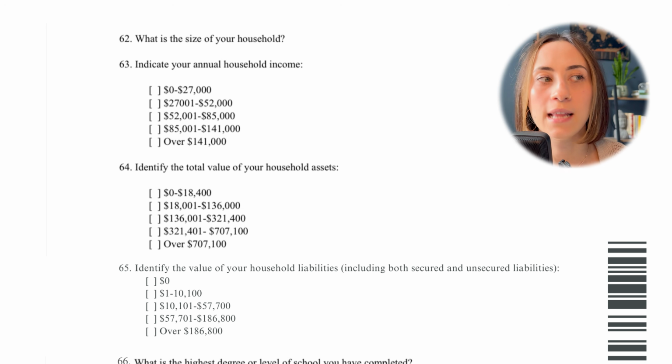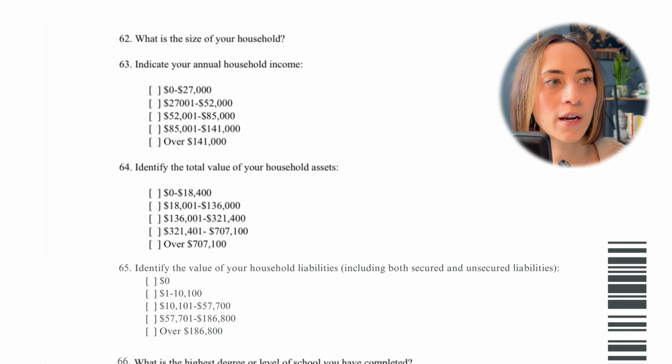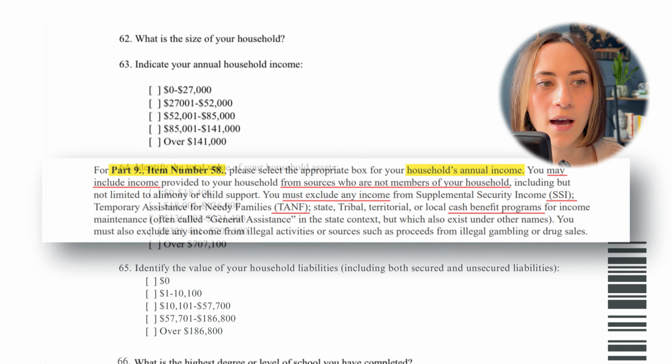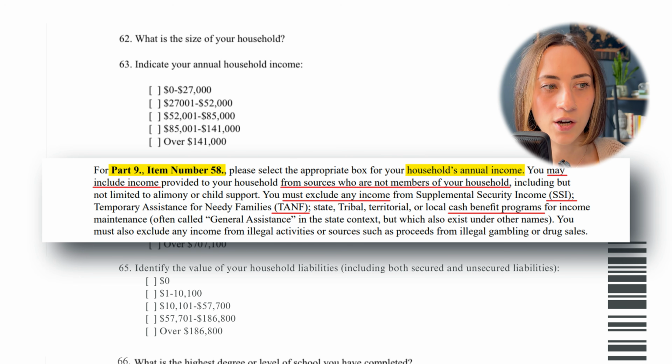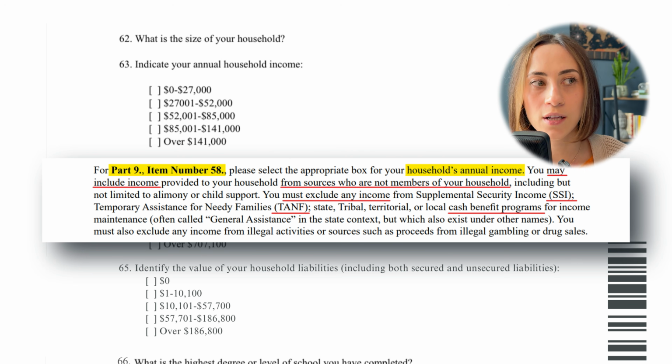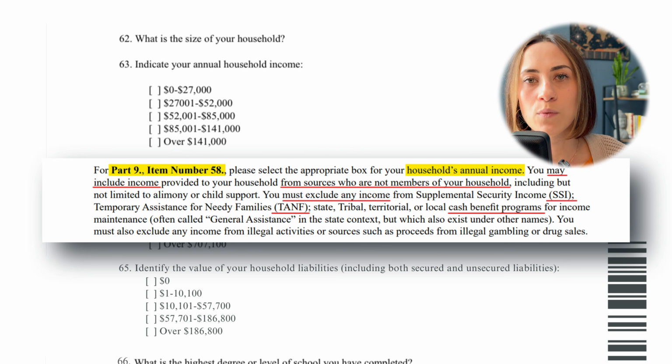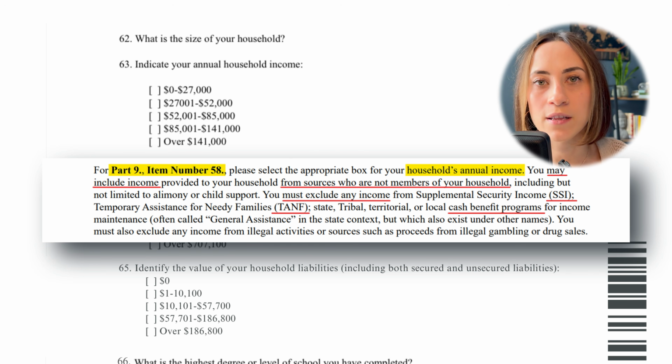Next, indicate your annual household income. Here, they're talking about the income of the household of the members that you counted here, as well as any other resources who are not necessarily members of your household. You can still include your petitioner's income in the household income section because they want to see how much income you have available to you.